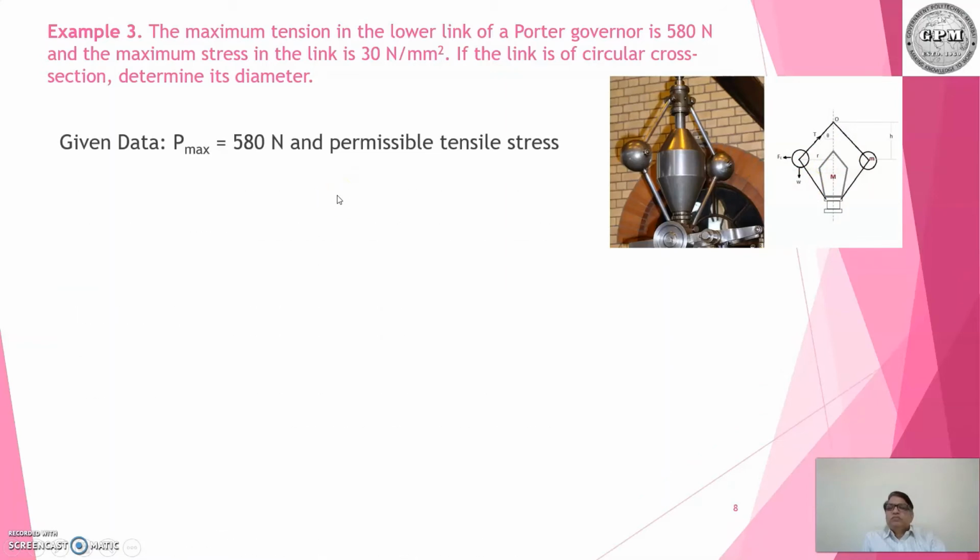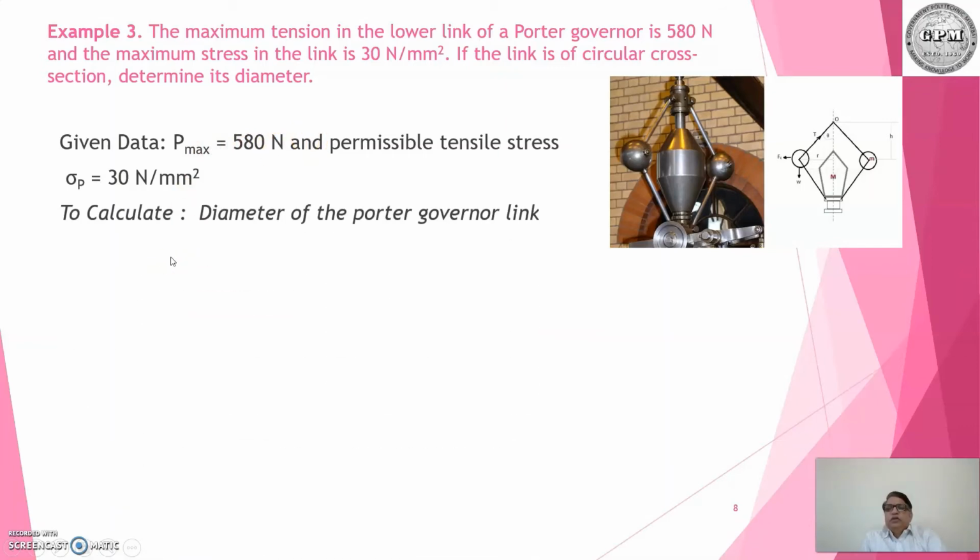So the given data: P maximum load is given. Permissible tensile stress sigma P is equal to 30 Newton per mm square. This is given in millimeter square, and this is in RPM. This is in newtons. And we have to calculate the diameter of the Porter governor link, the diameter of this section.